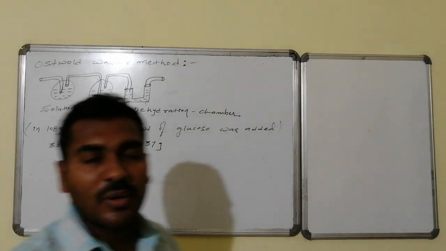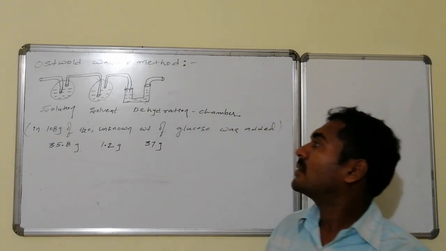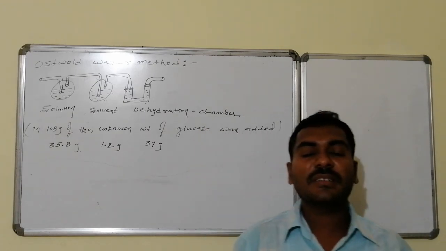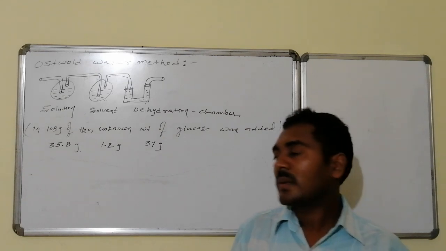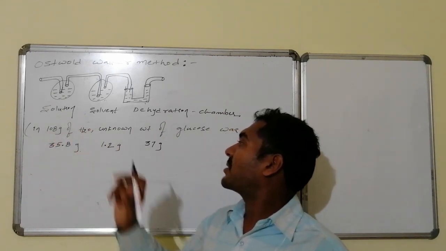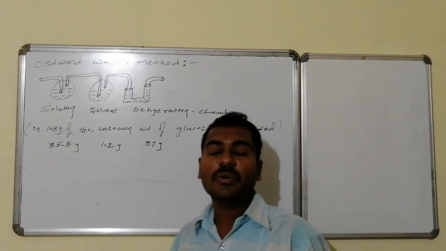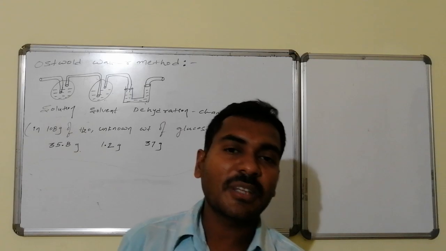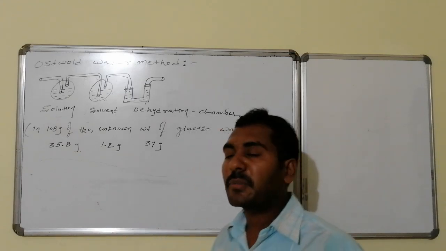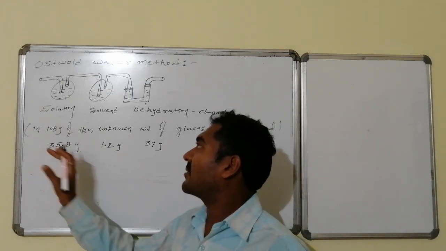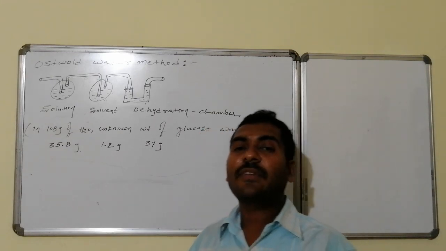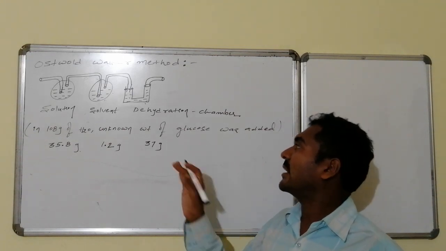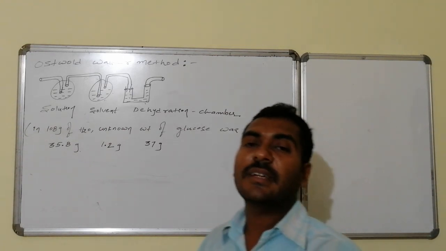A problem on the Ostwald-Walker method. Here, the first chamber, as we know, is the solution chamber, the second is the solvent chamber, and the next one is the dehydration chamber. Here, an unknown weight of glucose was added to 108 grams of water. As a result, the net weight loss was observed in compartment 1 and compartment 2. The weight loss in the solution chamber is 35.8 grams, the weight loss in the solvent chamber is 1.2 grams, and the net weight gained in the dehydration chamber is 37 grams.